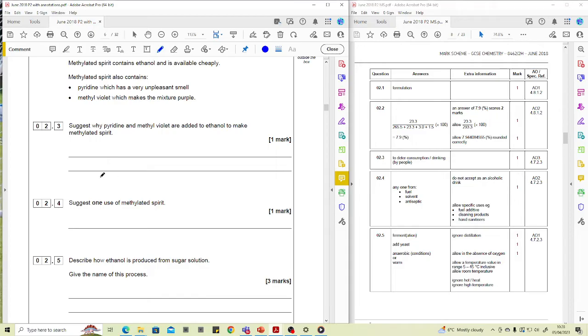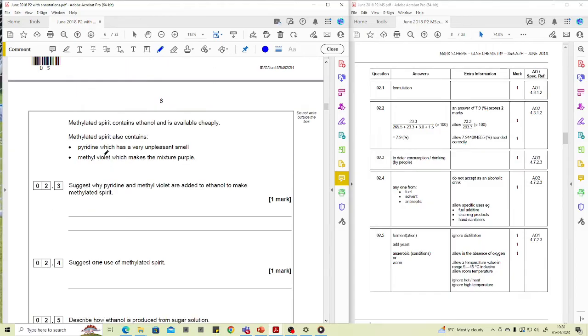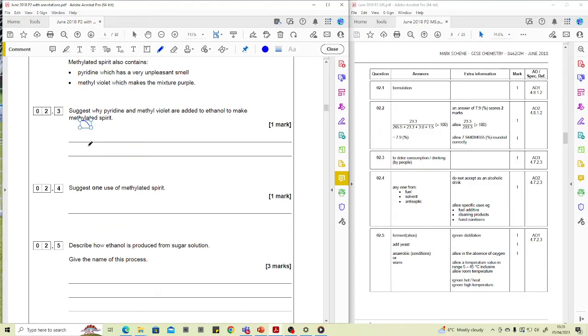Okay, so methylated spirit contains ethanol and is available cheaply. It also contains pyridine, smelly, and methyl violet, purple. So the trouble with this thing is if it's got ethanol in it, people might drink it even though it's got methanol in it, which is a toxic substance, so we've got to discourage people from drinking it.